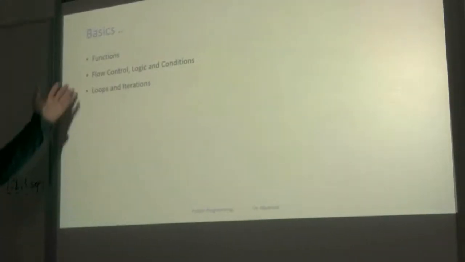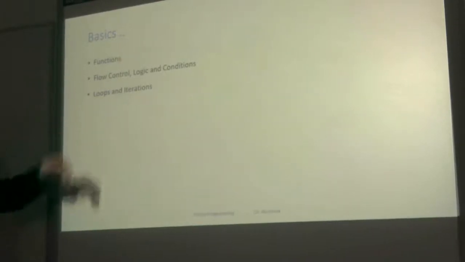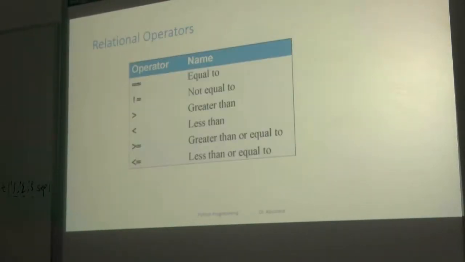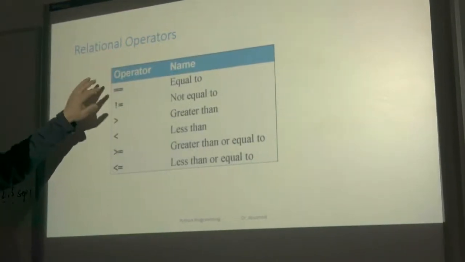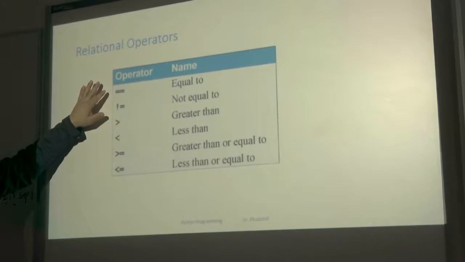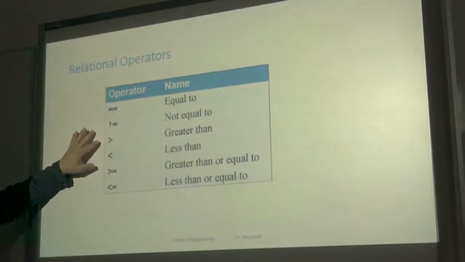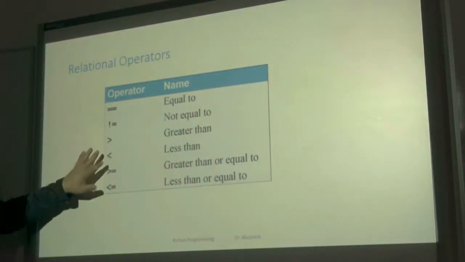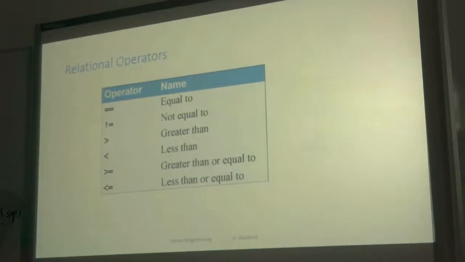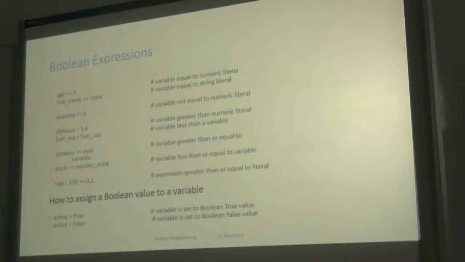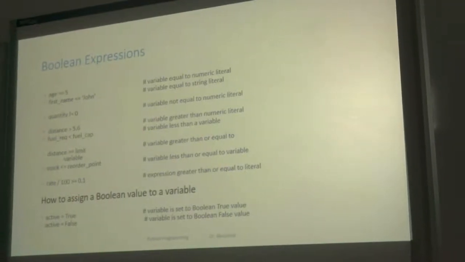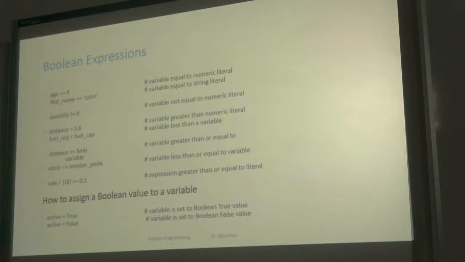Alright, so we're going to talk a little bit about functions, flow control, logic and conditions, and loops and iterations. Alright, so relational operators, like any other language: equal to, not equal to, greater than, less than, greater or equal, less or equal, right? Nothing new here. The Boolean expressions are used a lot in your programming language, and they are similar to any other language, I think. So just be familiar with it.